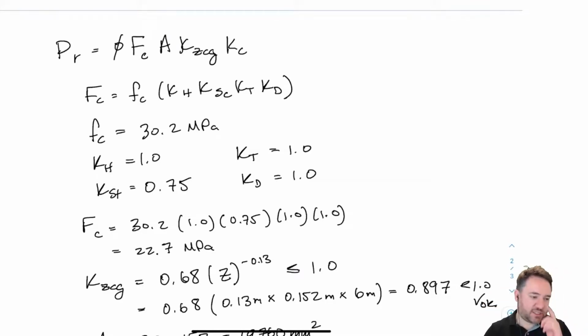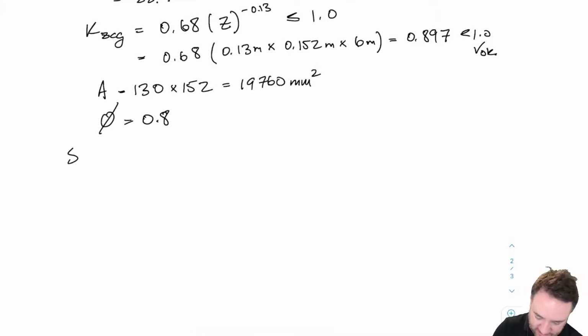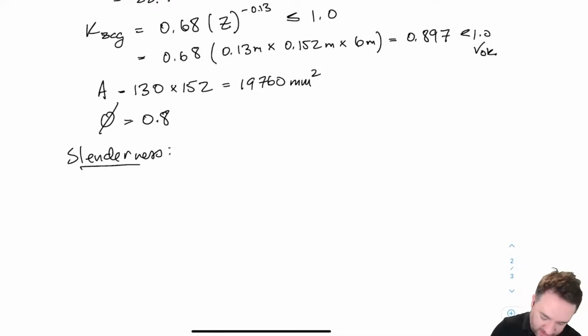I only have to check the slenderness. I only have to find the KC for the worst case slenderness. So obviously more slender is worse because the slenderer member is more likely to buckle. So let's find the slenderness in both directions. Okay, so let's do weak axis buckling first.